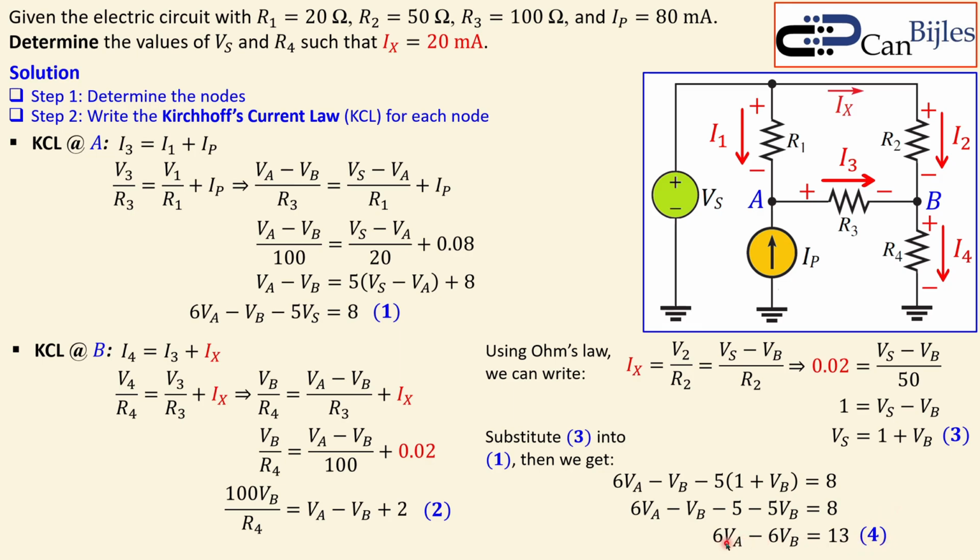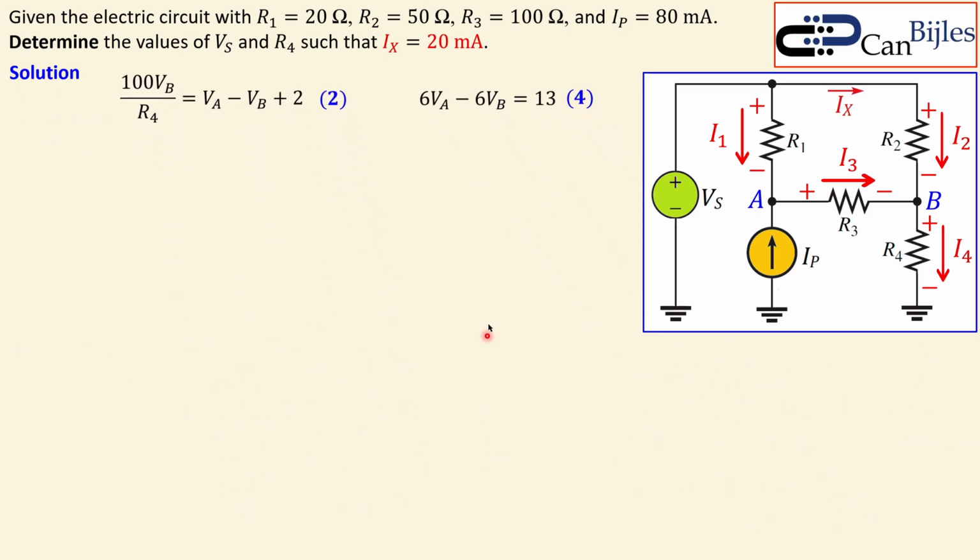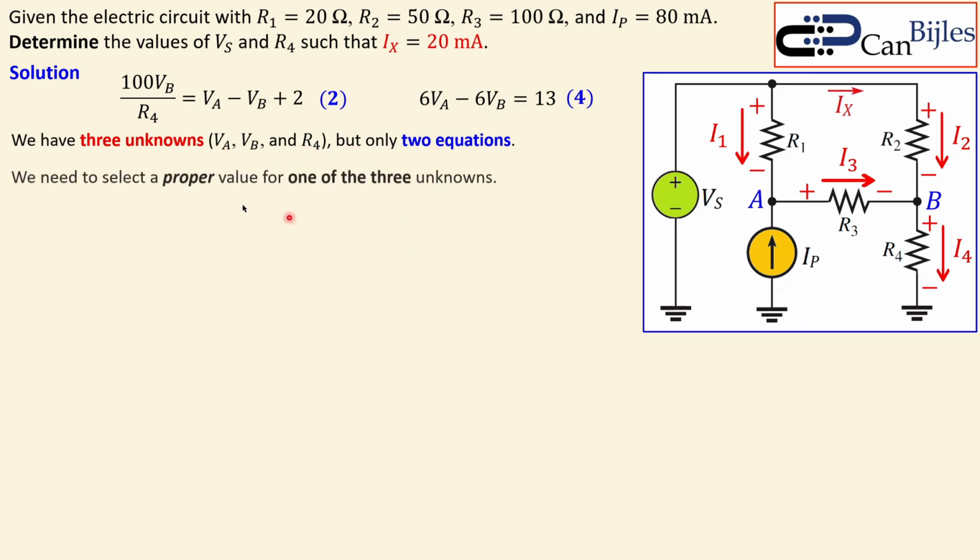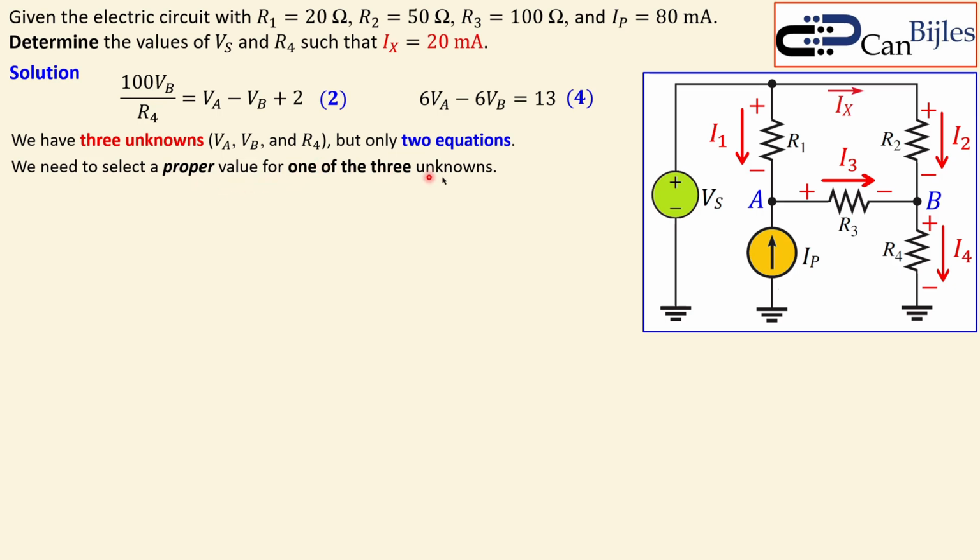And this equation has only 2 unknowns, Va and Vb. And the other equation has 3 unknowns, but still we can say there are still 3 unknowns. So we have 2 equations and 3 unknowns. So we need to still select a component value or one of the voltages. So let's bring these 2 equations together, and this is what we have mathematically given. And you see again 2 equations, equation number 2 and 4, but 3 unknowns. So we can say this condition: 3 unknowns, Va, Vb and R4 are not known, but we have only 2 equations. So we need to select the proper value for one of the 3 unknowns.